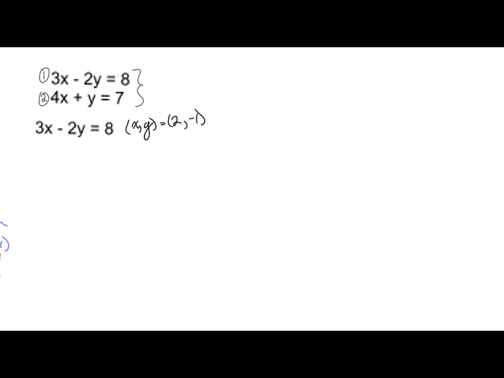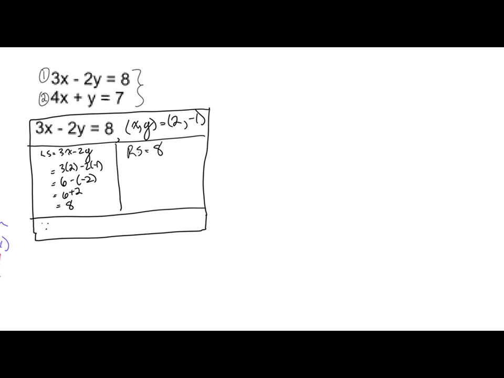You'll see that our left side, when we substitute, ends up with 8. So now, let's do the same for our right side. And you notice RS equals 8. So now we say, since the left side is equal to the right side, therefore (2, -1) is a solution for equation number 1.